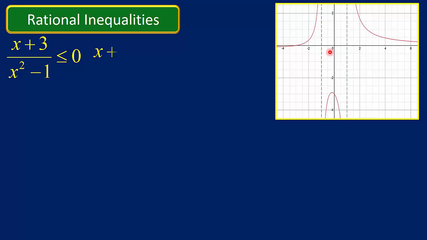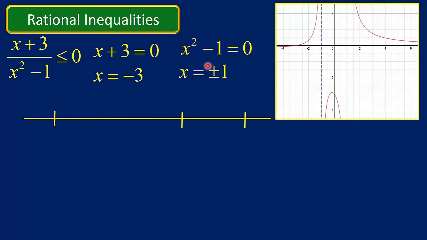So here's what we need to do. We need to first of all find the x-intercept. So I take the numerator, set it equal to 0, and solve it. And I get -3 here. I also want to find the asymptotes. So I take the x squared minus 1, set that equal to 0, and find that x equals plus or minus 1. Now we use these numbers, -3 and plus or minus 1, to divide the number line. So we've got -1 here, 1 here, and -3 over here. I realize this probably isn't to scale, but anyway.